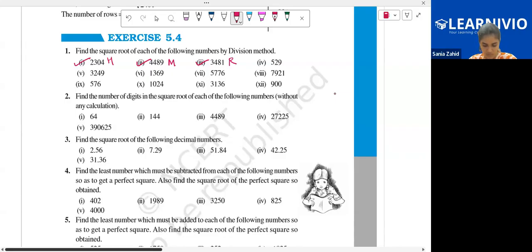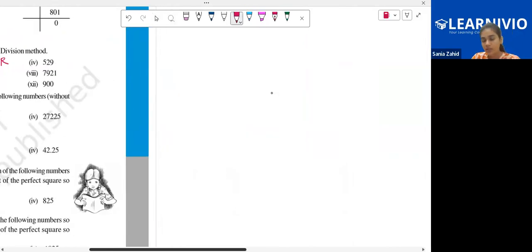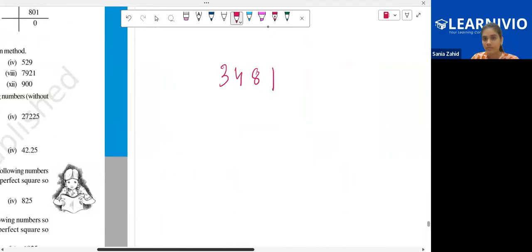Ma'am, I'm still a bit confused. Yes, Rida, you're confused in which step? Like, ma'am, how we solve it? Okay, Rida, so you tell me now. I have 3481. Now tell me, what did I tell you first? Ma'am, we have to find the square root of it. No, what was the first step? We were making pairs. Yeah, you will make me the pair. What are the pairs? Ma'am, is it 481?